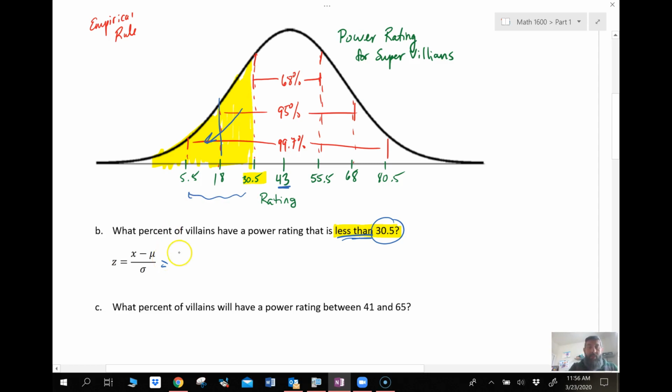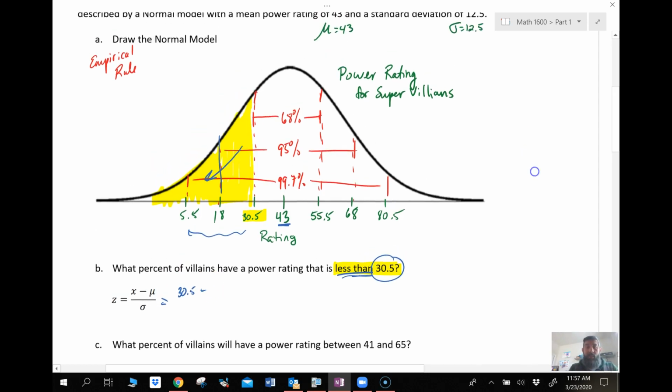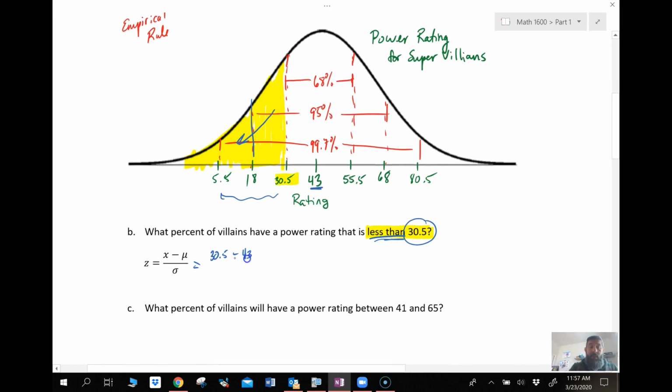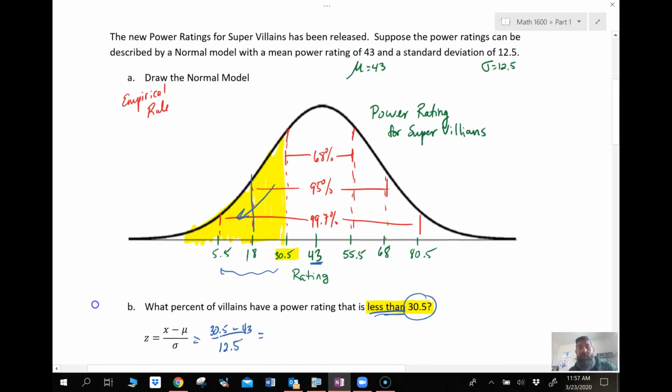So I'm going to have 30.5 minus mu, which we just had, 43, divided by 12.5. I'm trying to write a little bit nice here, but it's hard to write on this pad when it's up like that.